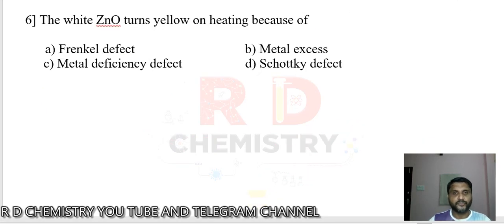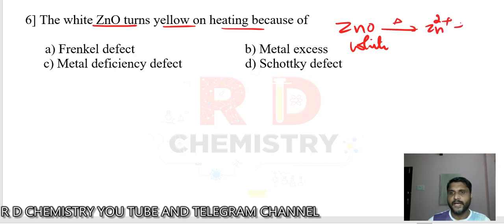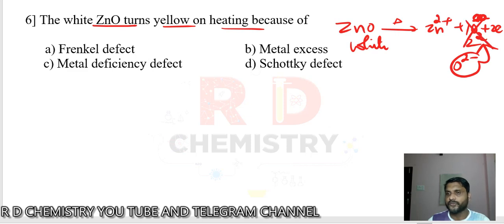Question number 6. White zinc oxide turns yellow on heating. Zinc oxide, which is supposed to be white in color, when heated gives zinc ions and oxide O2 minus. But the oxide again undergoes oxidation, so we can write oxygen plus 2 electrons. The oxygen atom is not stable, so it combines with one more oxygen atom to give an oxygen molecule, which means the oxide O2 minus is lost as oxygen gas. It is not there now. Oxide is not there, oxygen is not there. So what are we left with now?